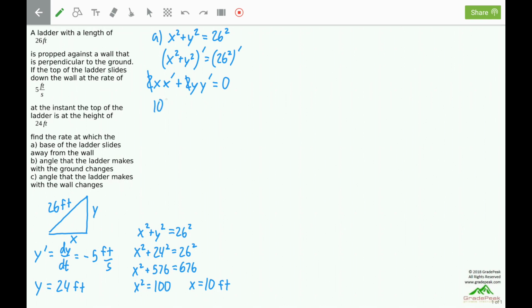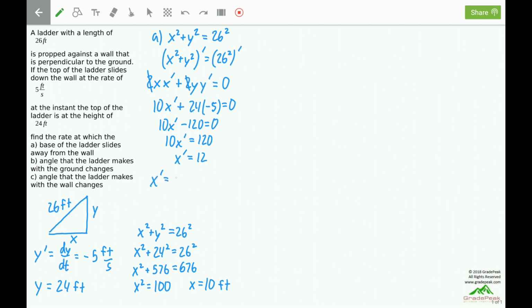There's our x value, and that can now plug up in the related rates equation that we have in part A. 10 times the unknown x prime plus 24 times y prime, which is a negative 5, equals 0. So we have 10 x prime, 24 times a negative 5 will be a negative 120. We can now add 120 to both sides, so 10 x prime equals 120, and we can divide both sides by 10, so x prime equals 12.